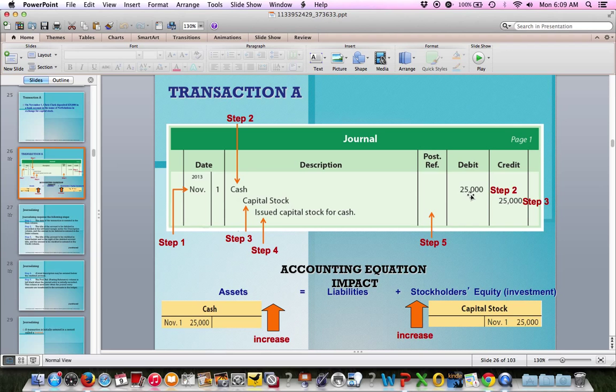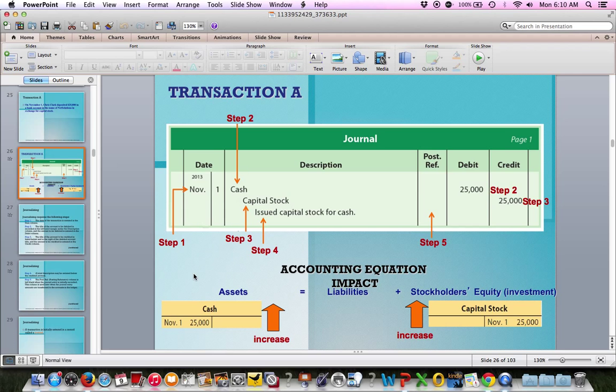Part of step 2 was the debit dollar amount, and step 3 was the credit dollar amount. And notice that my debits and credits equal, they're the same. And step 5 is the posting. Okay, and again, I'm leaving myself some clues when I do the posting. And so once I do a journal entry, I have to post it from the journal to the ledger. Remember that the ledger is a grouping of accounts, and the T accounts represent an account in my ledger.